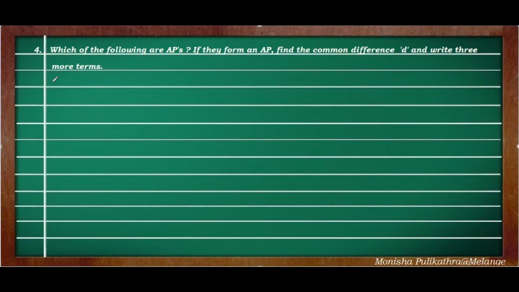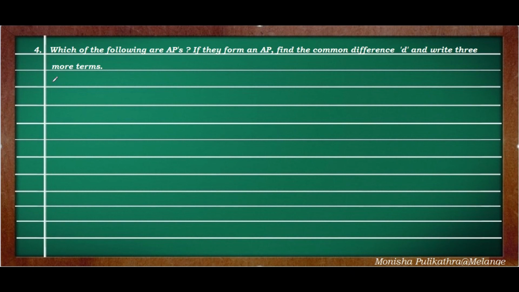So this is the fourth question of exercise 1.1. What we need to do here is find out whether the given sequence is an AP or not. How do we find out? First we need to calculate the common difference. If the consecutive common difference is constant, then that sequence is said to be in AP.